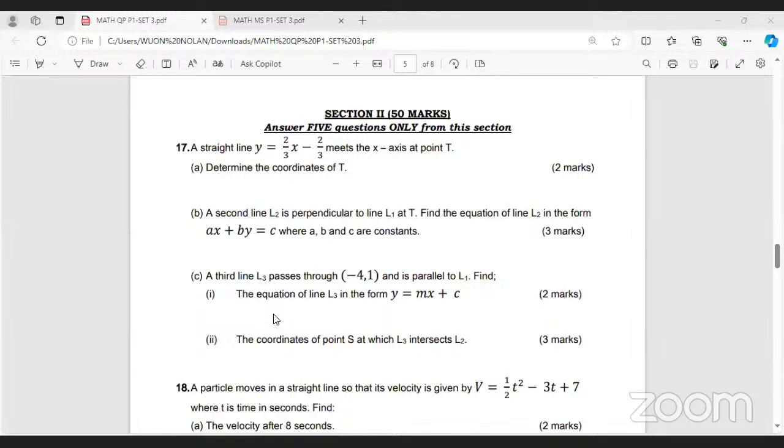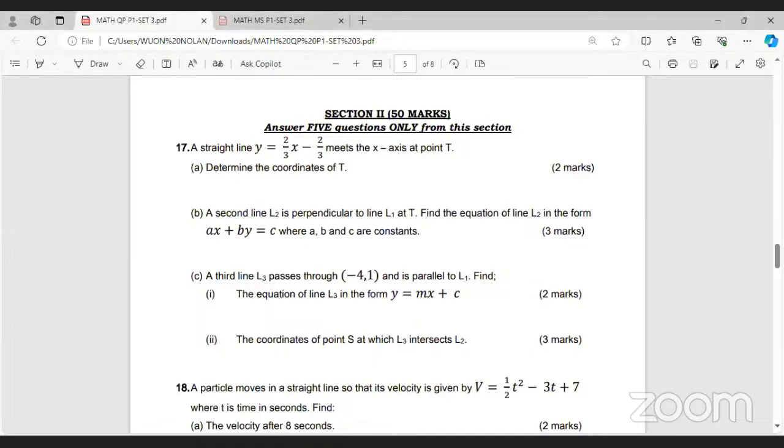-1,3. -1,3. Someone to confirm? Yes, it is -1,3. Yes. Very well, we proceed to the next question.